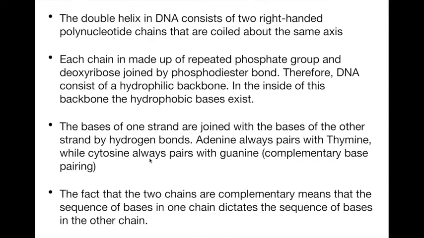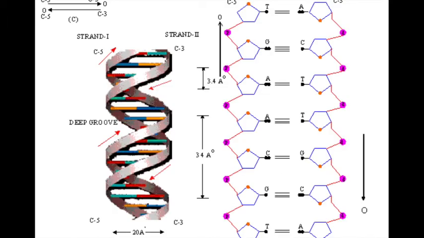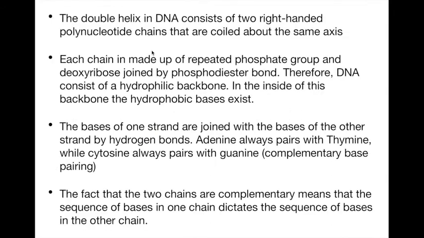Let's see now what this model tells us. I'm going to look at this picture. First of all, it talks about how the 2 chains are together. It says that DNA consists of a double helix. That's how we say that, because there are 2 chains that revolve around each other, you see, and it's a right-handed double helix, 2 right-handed polynucleotide chains that are coiled about the same axis.